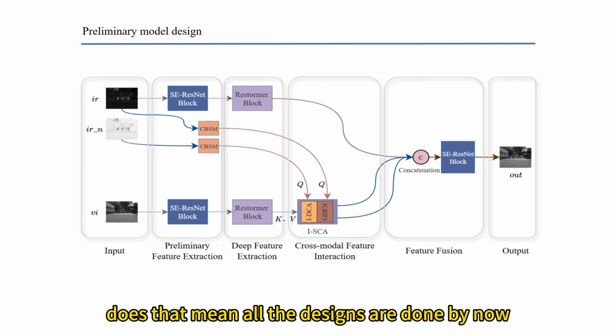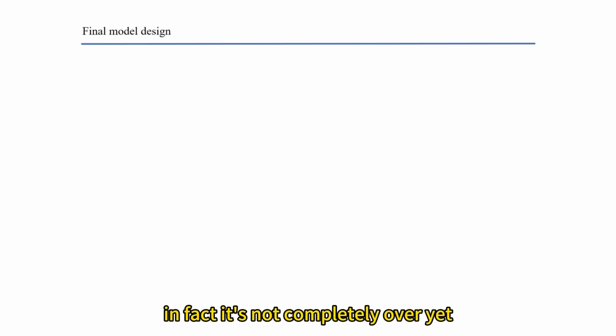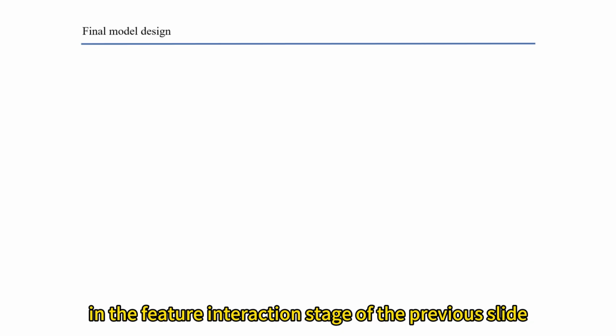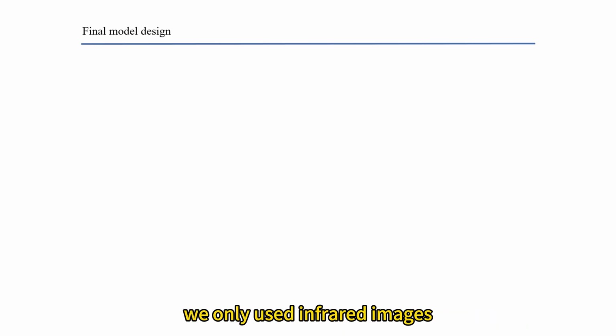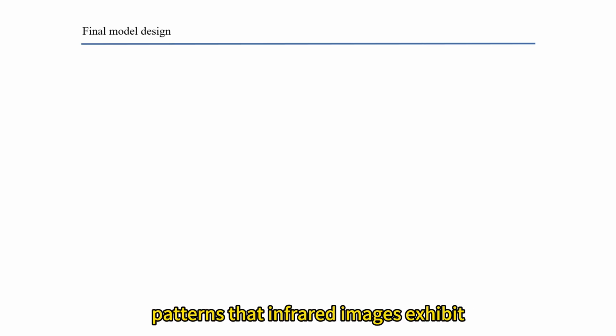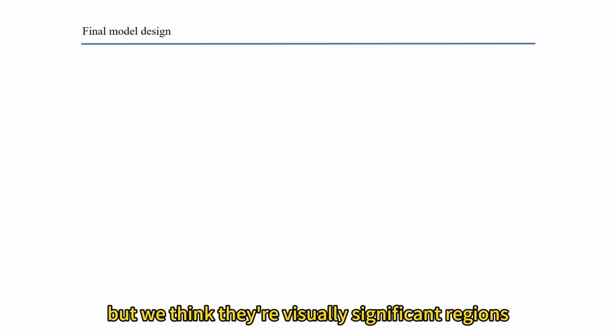So, does that mean all the designs are done by now? In fact, it's not completely over yet. In the feature interaction stage of the previous slide, we only used infrared images and their negative transformations for cross-modal feature guidance, and completely abandoned the role of visible images. Although visible images do not visually possess the distinct attention patterns that infrared images exhibit, we think their visually significant regions, e.g., edges, textures, and contrast, can still serve as effective priors.